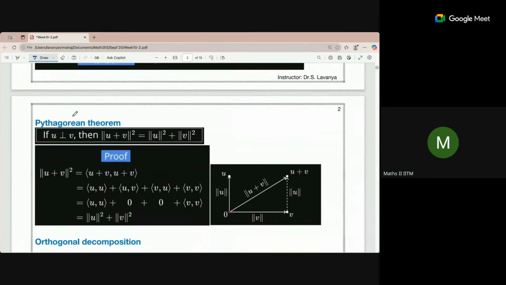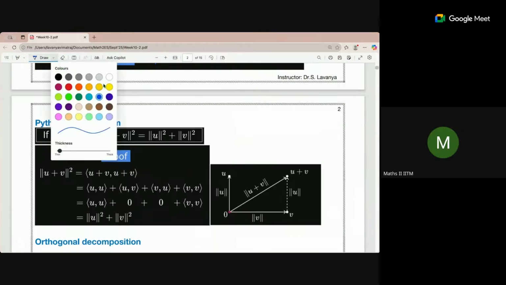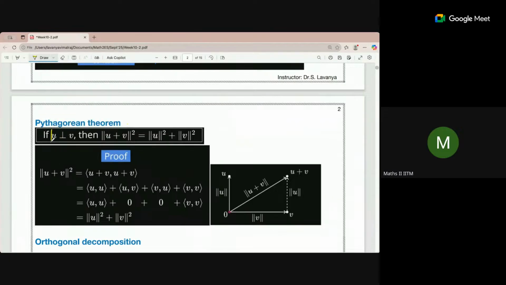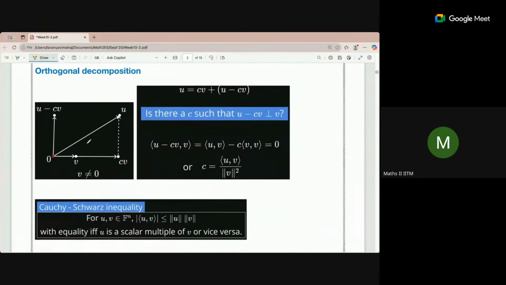And then you have the Pythagorean theorem. This condition for the Pythagorean theorem is very much important. Without this condition you cannot have the Pythagorean theorem. So if you have two vectors which are perpendicular, then the norm of u plus v whole square is equal to norm u square plus norm v square. Okay, and then you have the orthogonal decomposition. Given any vector u, you can decompose it as cv plus u minus cv, where these two vectors are orthogonal. So if this is u1 and this is u2, then you know that u1 is orthogonal to u2.